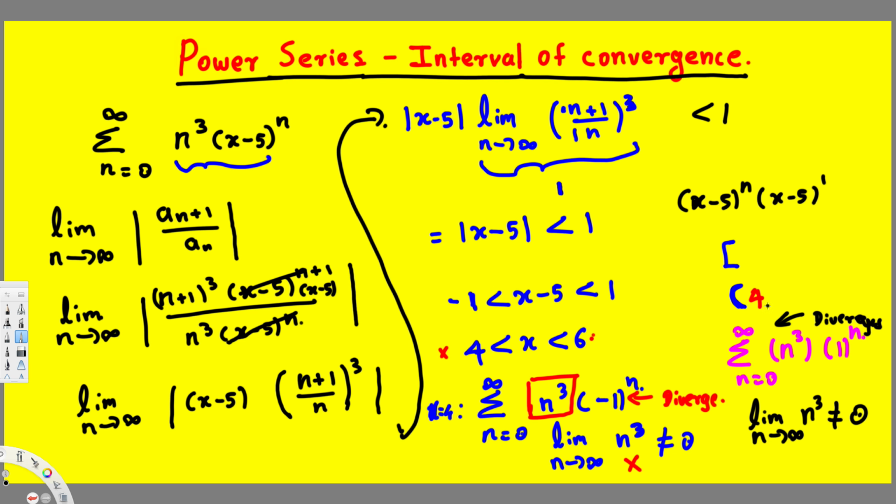So the interval of convergence is going to be 4, 6 in the round bracket. So 4, 6 in the round bracket, and that's going to be the final answer for this question.